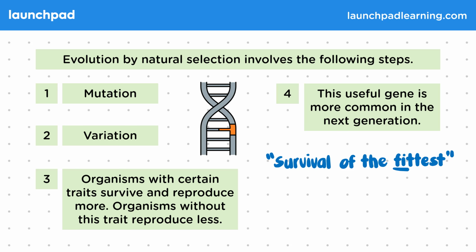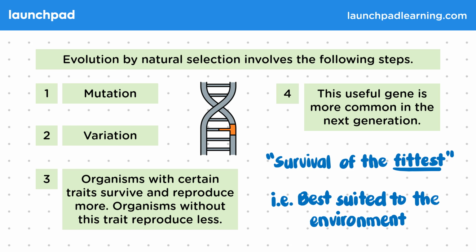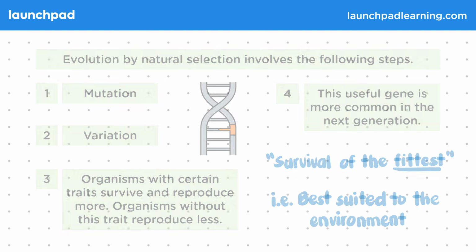Now, in this context, fittest doesn't necessarily mean the largest or the strongest. When we're talking about evolution, the fittest individual is the one best suited to the environment in which they're living. So what examples are there of evolution by natural selection?